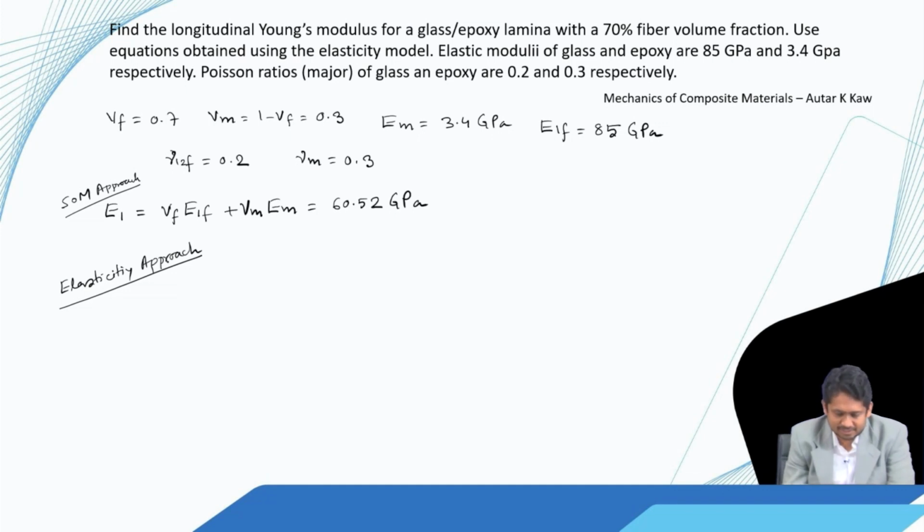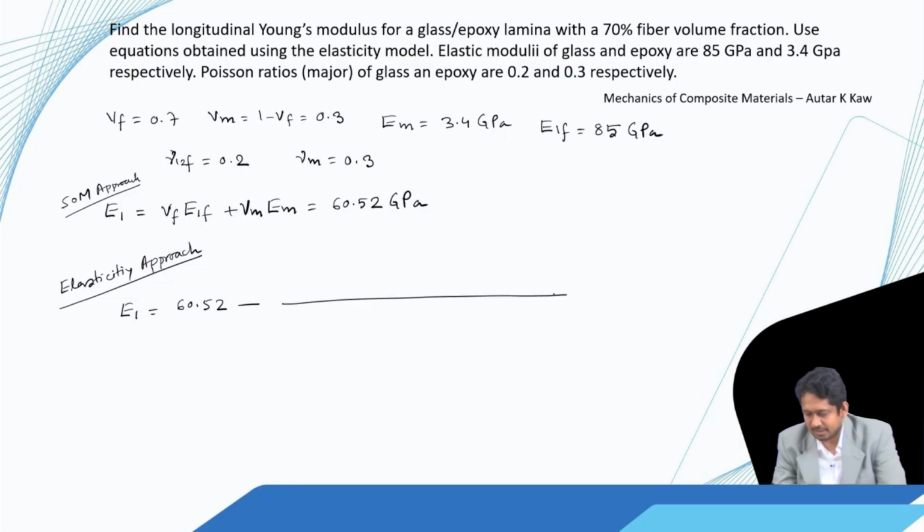So, the elasticity based approach, we have seen that it comes with a formula which has the first part same as what we have from the strength of material based approach, and then one fraction, and in that fraction in the denominator we have something called H, and in the numerator we have something. So, if we do that, what we get is 60.52, that means whatever we are getting from the elasticity based approach divided by a fraction where we have H here, and in the numerator we have something.